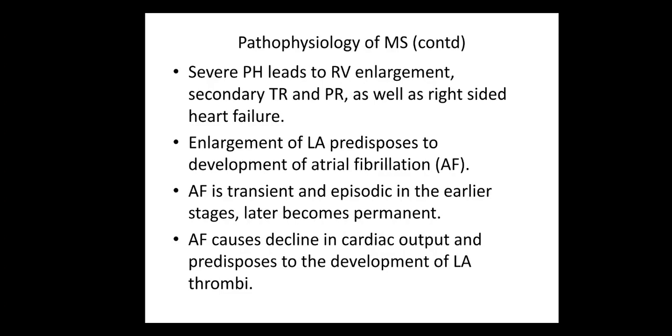The enlarged left atrium, when it crosses about 5 centimeters in diameter, predisposes to the development of atrial fibrillation. This atrial fibrillation is transient and episodic in the beginning. Later it becomes permanent.